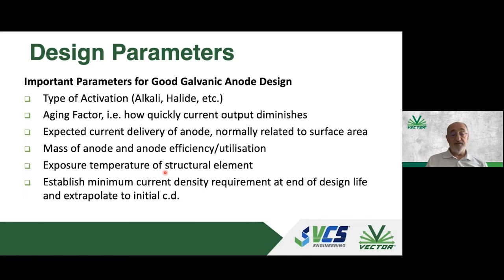The efficiency, as I mentioned, is obviously important because you need to have enough zinc of the right surface area at your design life to be able to produce the current that you require. And you need to establish that minimum current density requirement at the end of the design life, not the beginning. So at the beginning, it will be considerably higher. But what you're interested in is, is my current density enough at, say, year 20, if that's the design period.